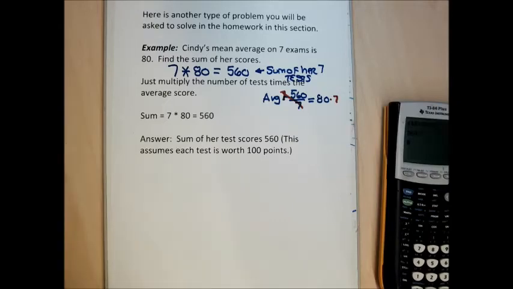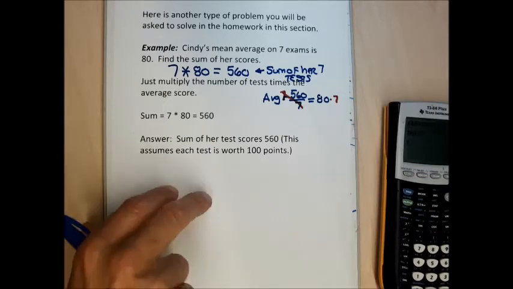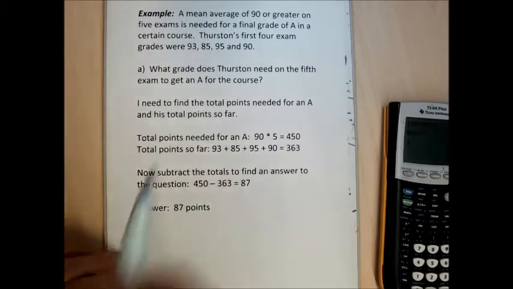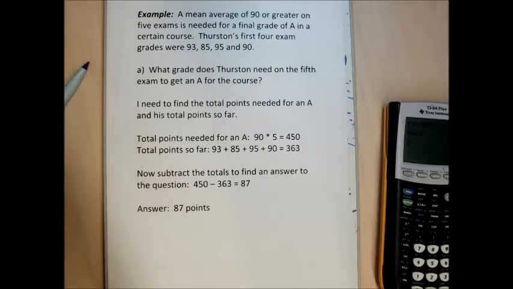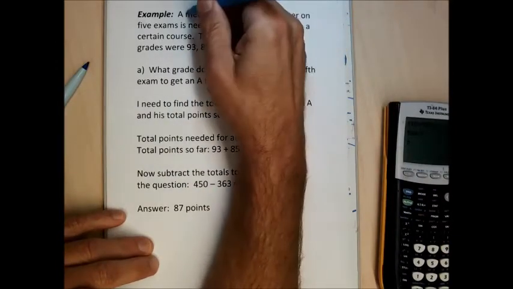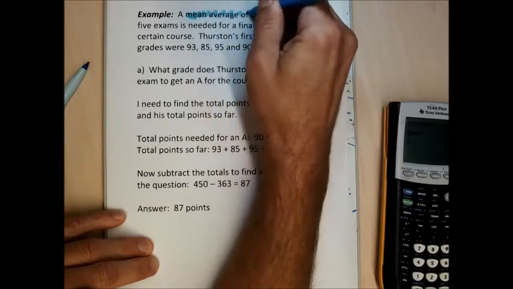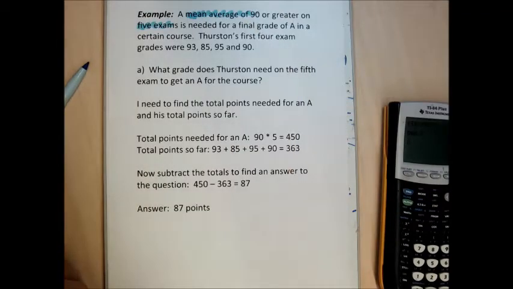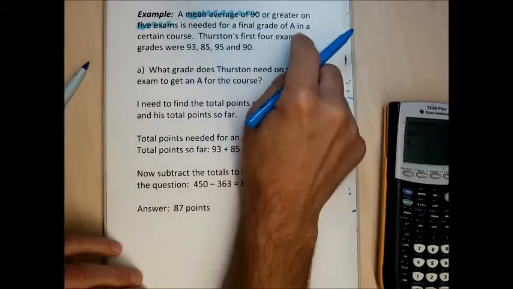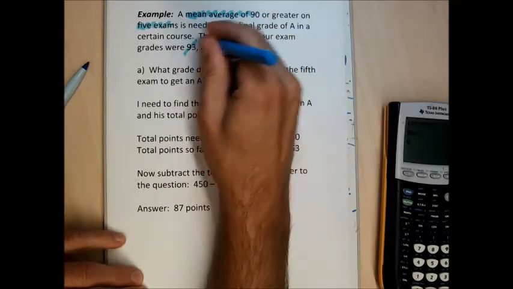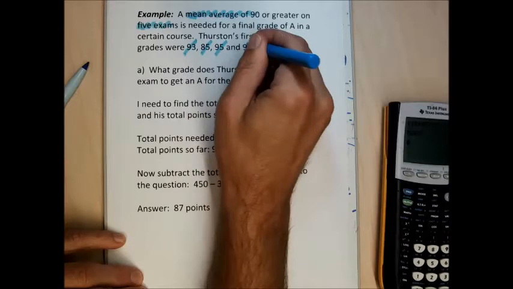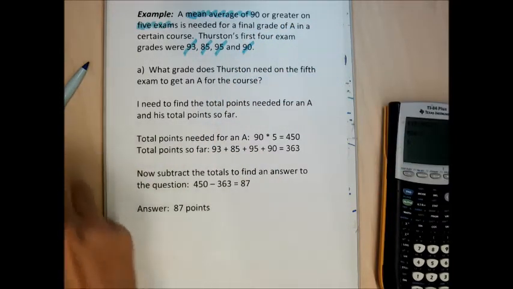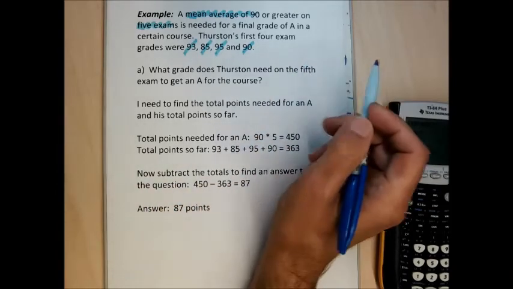test type questions. We're going to do some test type questions. And the classic test type question we're going to do is exactly this. So it says a mean average of 90 or greater is needed on 5 exams to get a final grade of an A. Thurston's first 4 exam grades were 83, 85, 95, and 90. What grade does Thurston need to get on the 5th exam to get an A for the course?